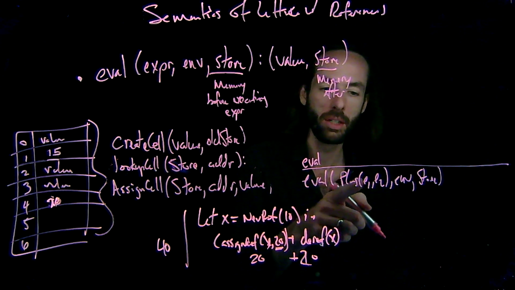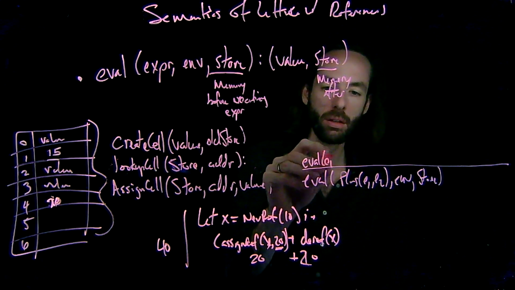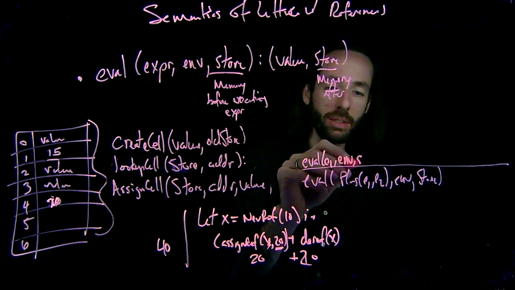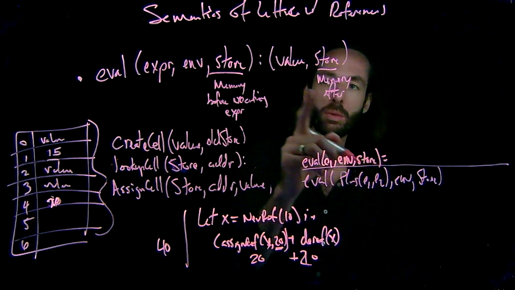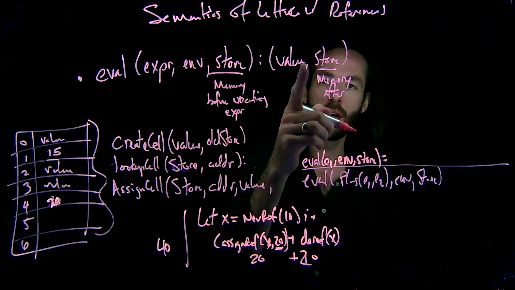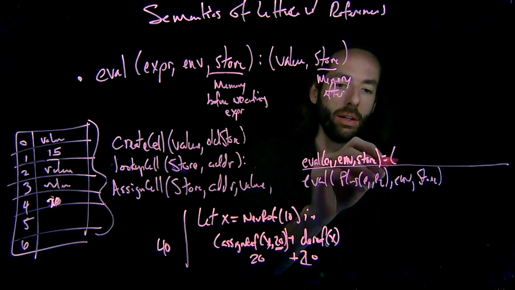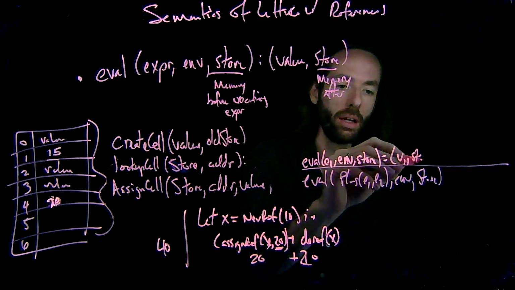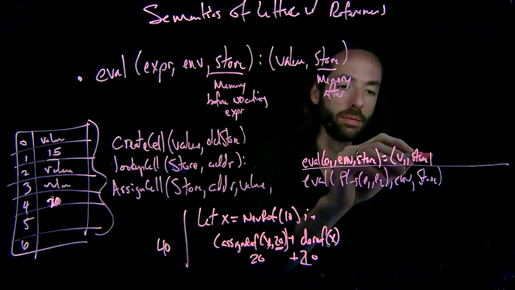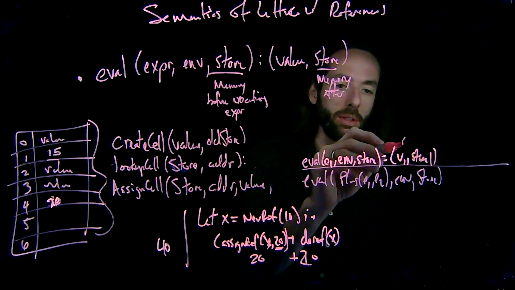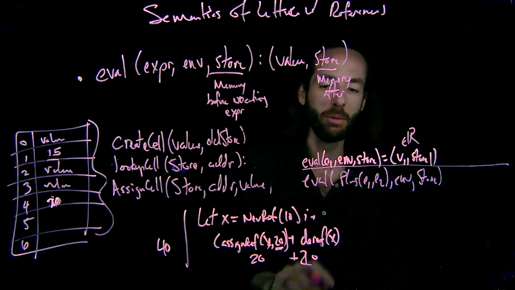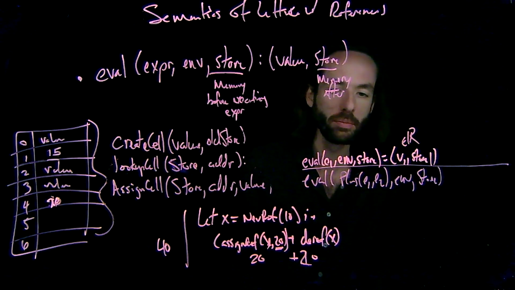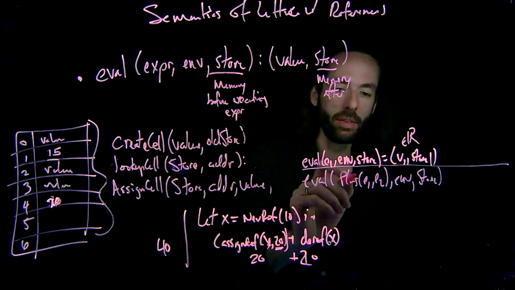So I'm going to eval E1. I need to eval it under the environment and the store. And what should I get back? Well, I should get a value and a store, so I'm going to call that V1 and store 1. And V1 should be a real number if we're going to be adding them together. So that takes care of the left hand.